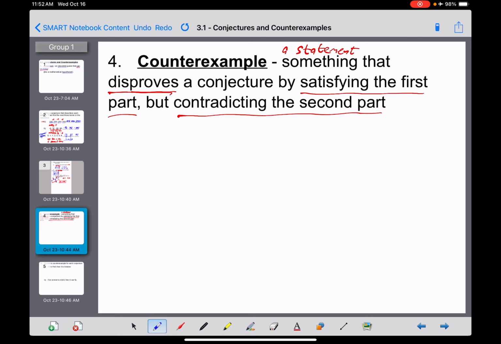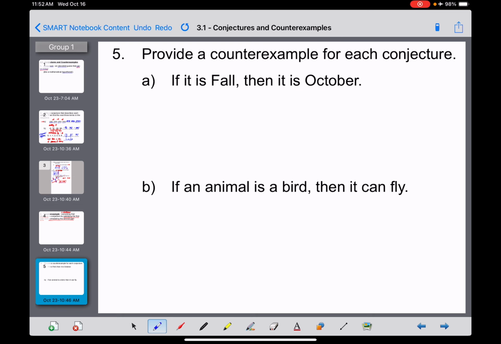So let's look for a counterexample, and let's go back to this. A counterexample is something that disproves a conjecture by satisfying the first part but contradicting the second part of your conjecture. So what I'm looking for, guys, in this case, is a day, or better yet, a date, that is in the season of fall but is not in October. I want this thing to verify the first part but then contradict the second. So my counterexample, and I usually just use CE as an abbreviation for counterexample, could be any date that would be fall but not October.